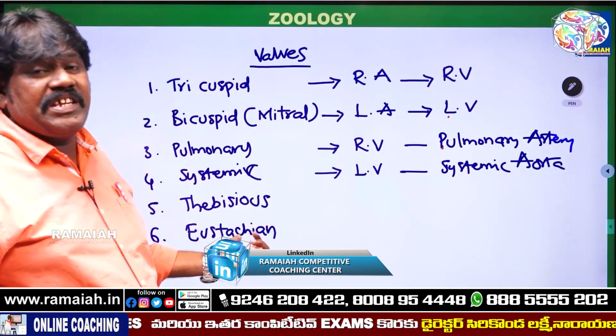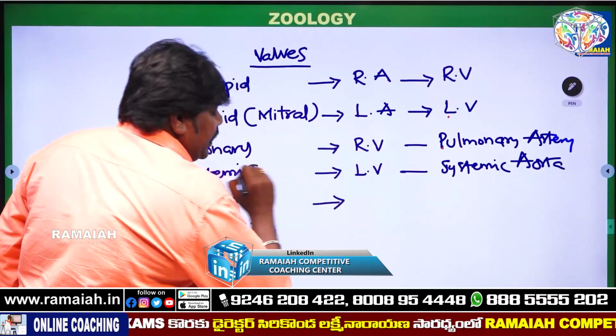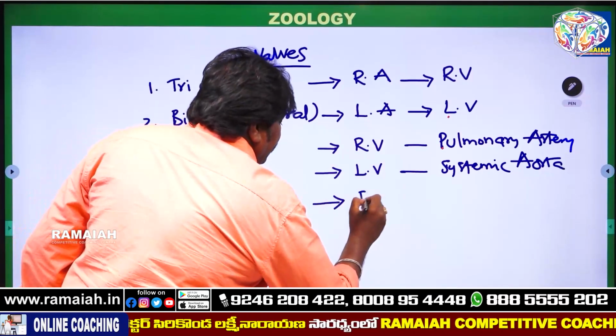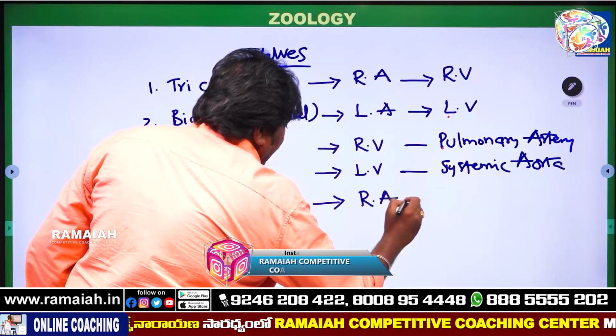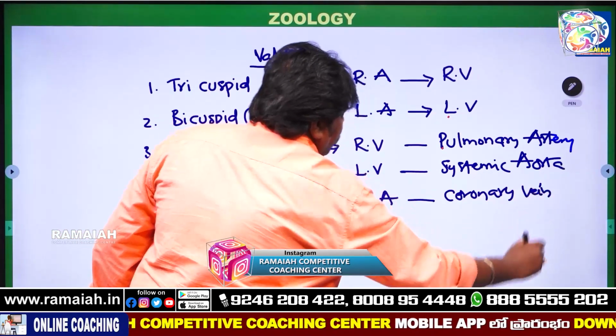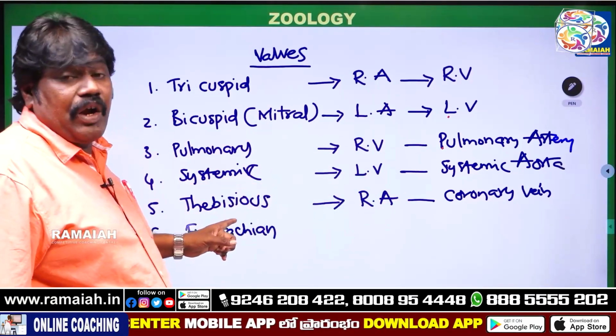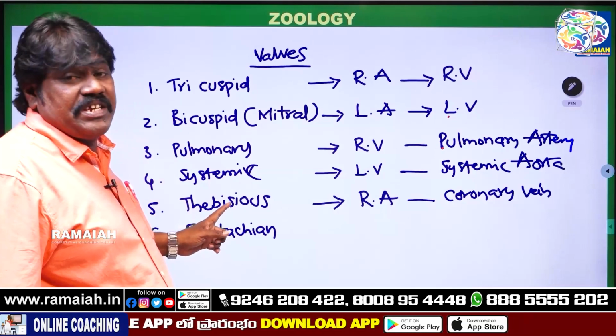And then the Thebesian valve. The Thebesian valve is present in between the right auricle and then the coronary vein. In between the right auricle and the coronary vein, a valve is present. The valve is known as the Thebesian valve.